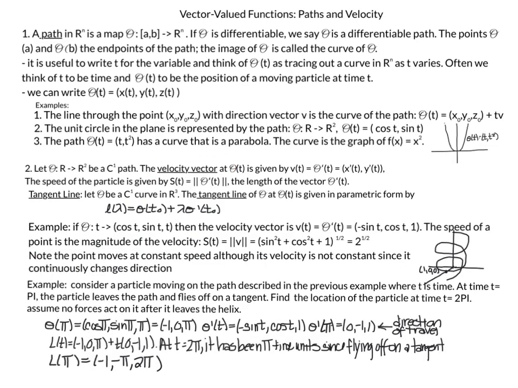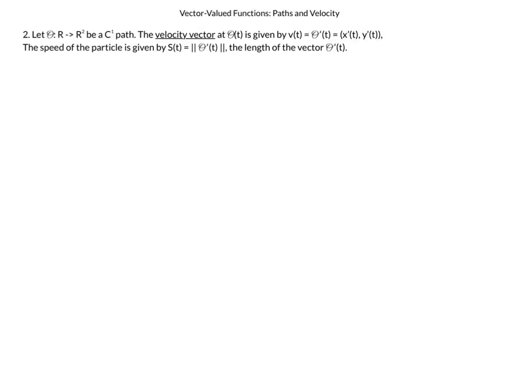Next, we can talk about the velocity vector. Now we have established sigma as our path, which is our position at time t, so it makes sense that the velocity would be the derivative of our position. So v of t, velocity, is equal to sigma prime of t, which is equal to (x prime of t, y prime of t). In other words, component by component derivatives. Then the speed of the particle will be the length of the vector sigma prime of t, or in other words, s, being speed, of t is equal to the absolute value of sigma prime of t.